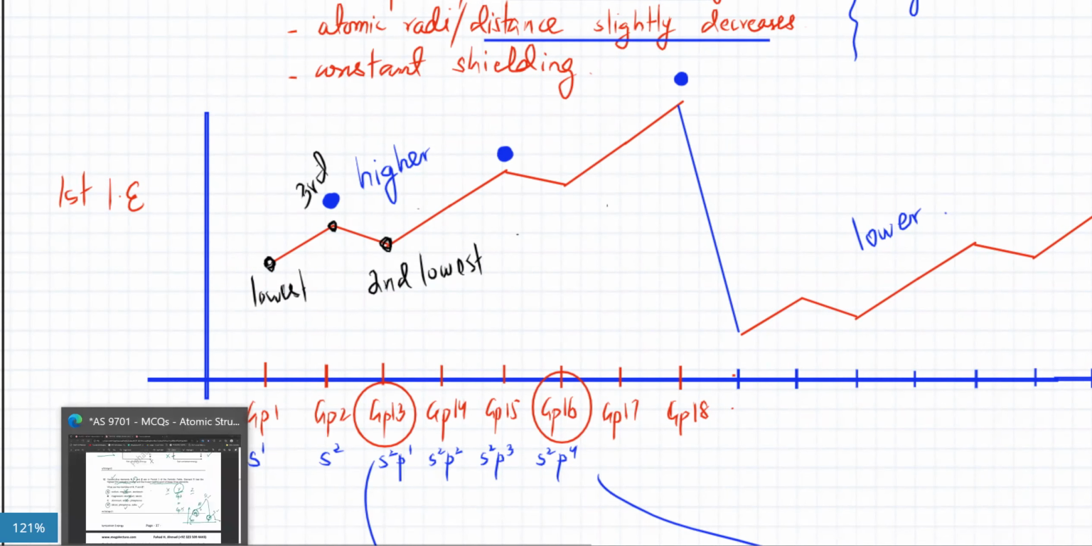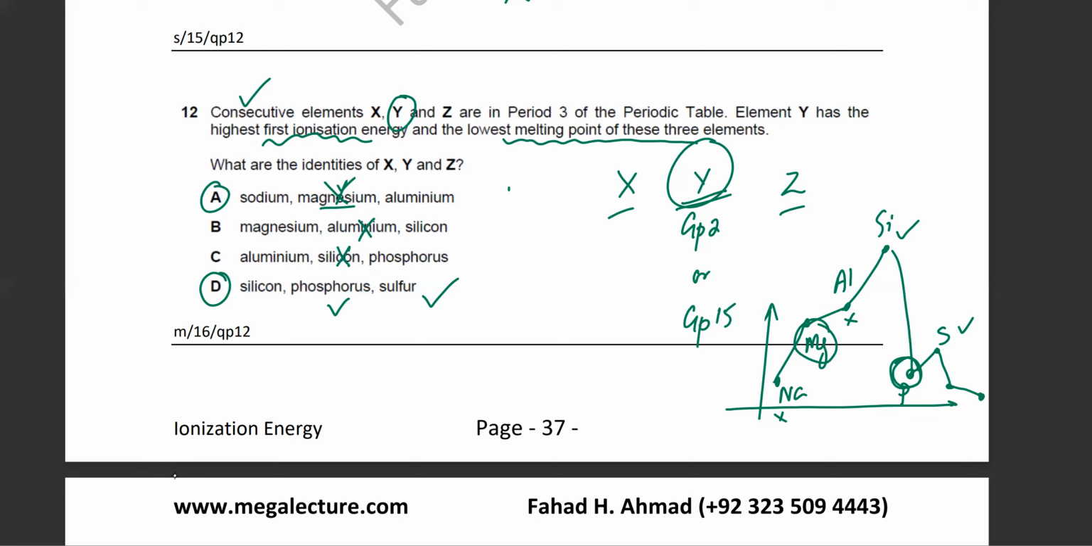Sir, we haven't done melting points, right? No, we haven't done that. I wrote them down just to answer this question. That's something you'll do later in inorganic chemistry. So the first thing was the ionization energy part, where you figured out that it must be either group 2 or group 15. Is that clear?